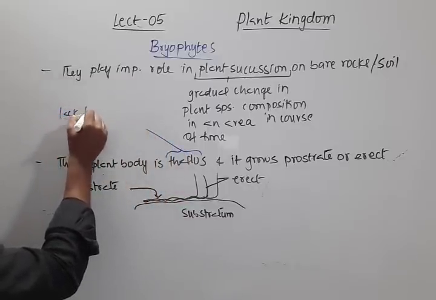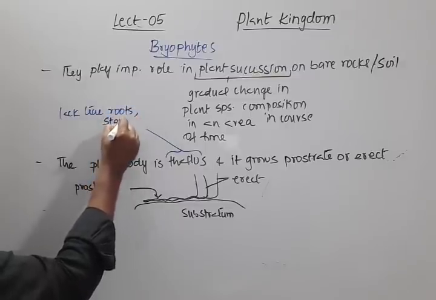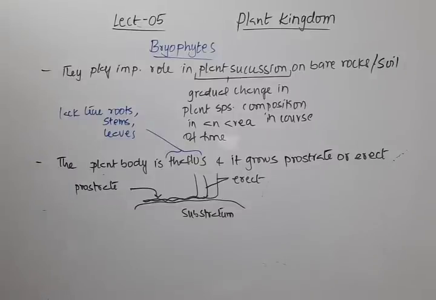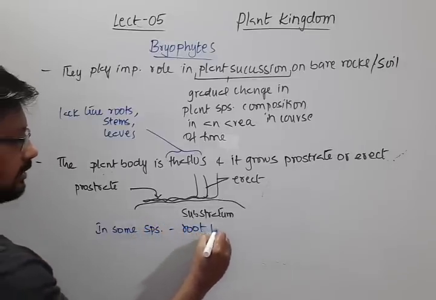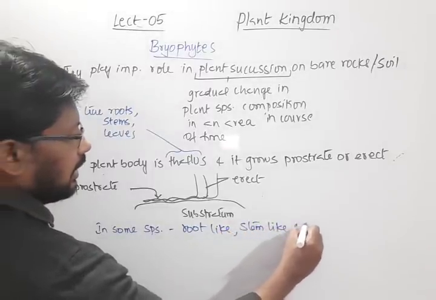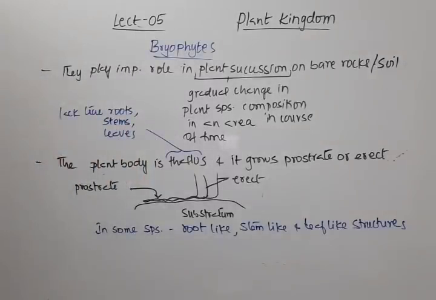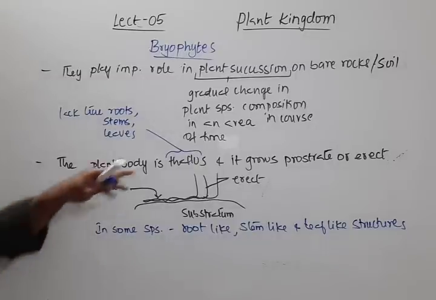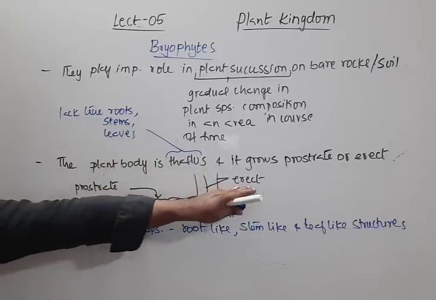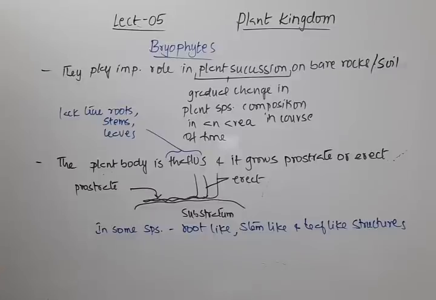The plant body is thallus, which means it lacks true roots, stems, and leaves. But even though they lack true roots, stems, and leaves, in some species we find root-like, stem-like, and leaf-like structures. Of course, we have said the body is thallus, but if a bryophyte is growing erect, you may see some root-like, stem-like, and leaf-like structures. We'll see those things as we go on discussing the characters of these bryophytes.